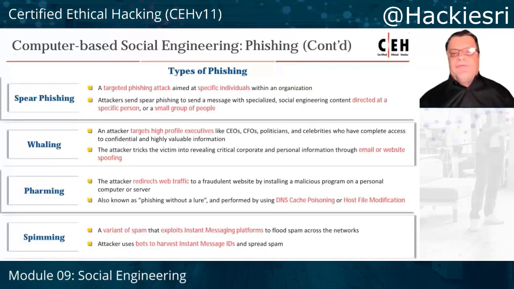Computer-based social engineering phishing continued. Types of phishing. Spear phishing involves a targeted phishing attack aimed at specific individuals or groups within an organization. Attackers send spear phishing messages with specialized social engineered content directed at a specific person or a small group of people. Whaling, in this case, an attacker targets high-profile executives like CEOs, CFOs, politicians, and celebrities who have complete access to confidential and highly valuable information.